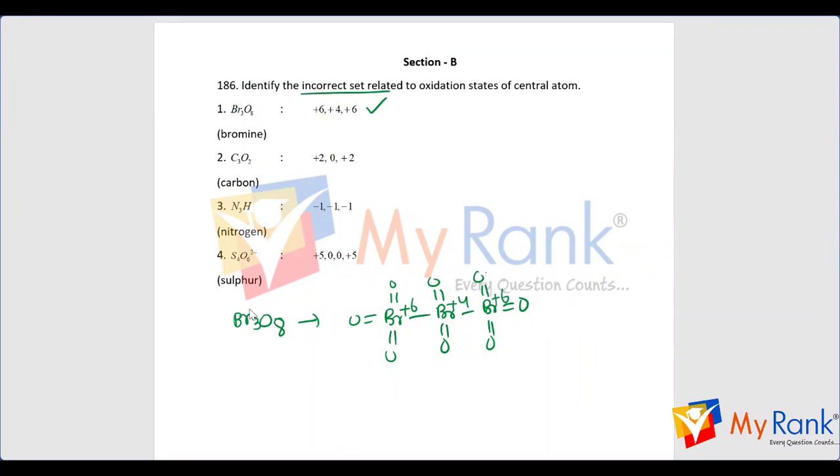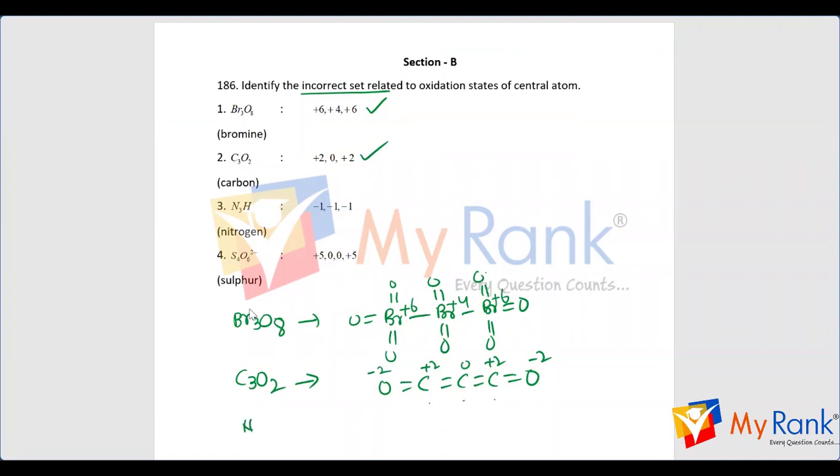The incorrect set we have to find. Next, C3O2, carbon suboxide. O double bond C, double bond C, double bond C, double bond O. The oxidation states are +2, 0, +2, and -2 for oxygen. Therefore, 2, 0, 2. Yes, correct only.